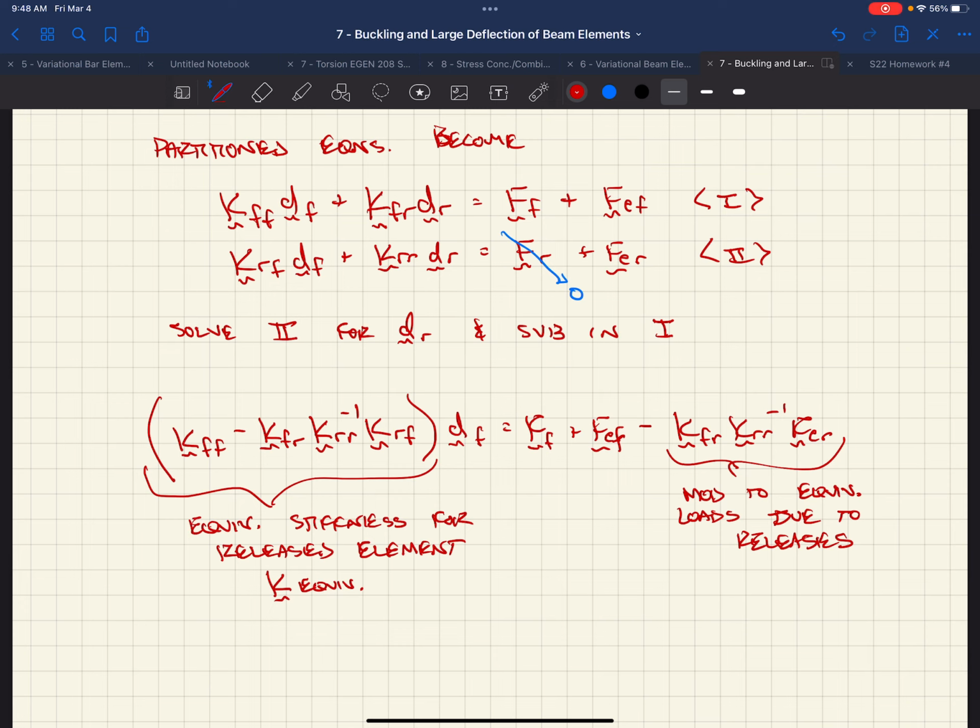What do you need, Mike? Oh, I just couldn't read one of the words. The equivalent. Yeah, is that modified? Modify or modification to equivalent loads due to our releases, right?